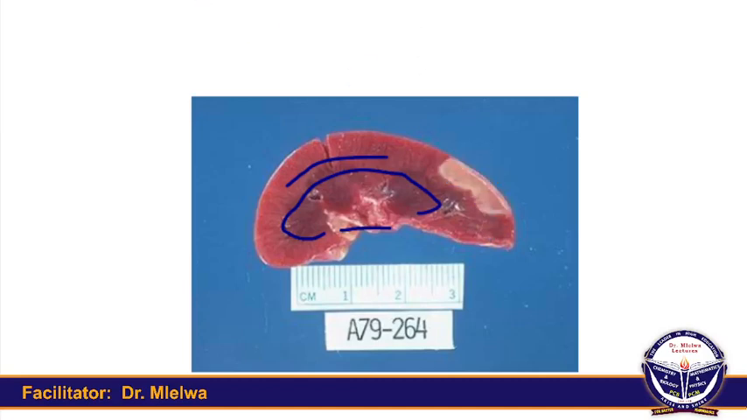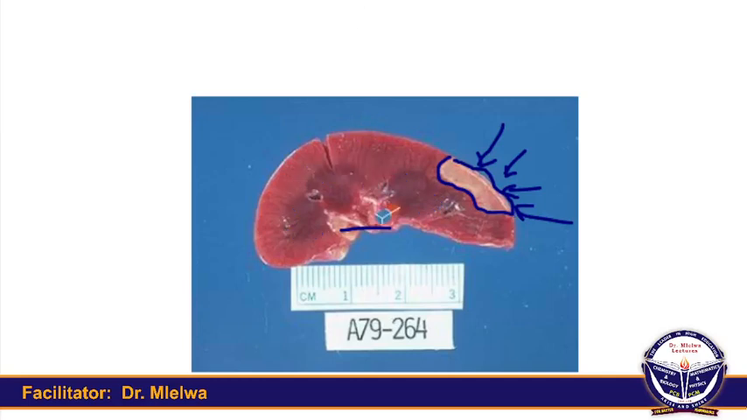Coagulative necrosis ndo hii hapa, unaona hapa. Yani kidney yote structure yake imebakia kama ilivyo, lakini hapa zinaonekana kabisa seli zimekufa. So this is coagulative necrosis. Hii ni slide ambayo inaonyesha kidney iliyo undergo coagulative necrosis. Kwenye practical unaweza kupewa picha kama hiyo, ukaulizwa kwamba kinachoonyeshwa hapo ni nini, what organ ni hiyo, inaonyesha which type of cell death.